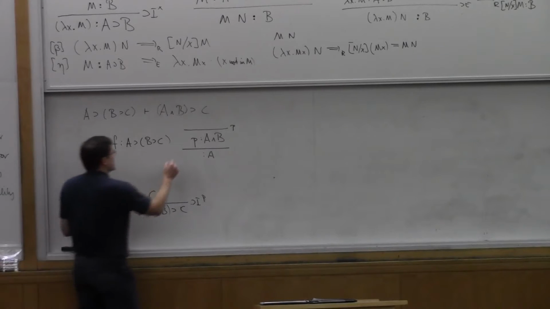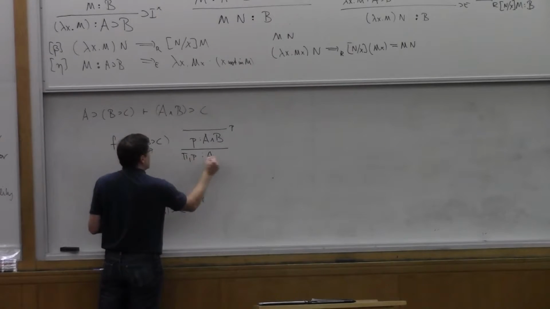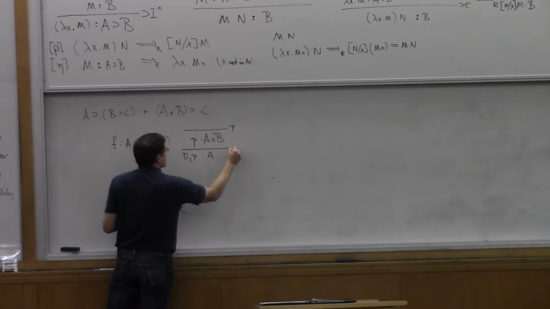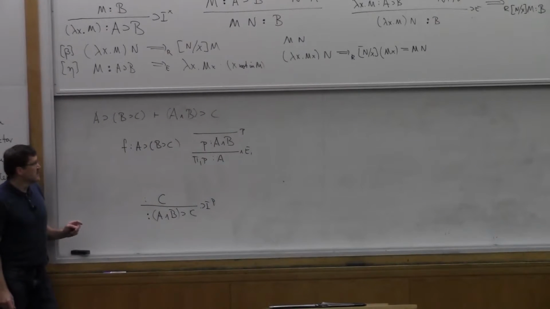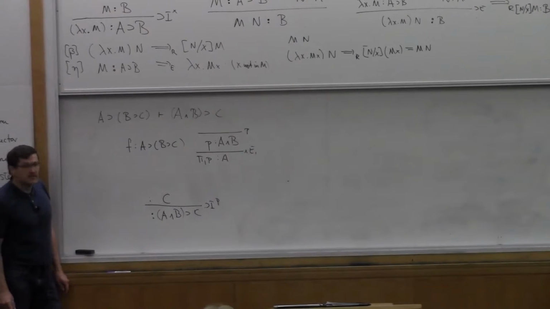And we extract the first piece. Let's call it pi 1 of P. It would be a proof of A because this is the first elimination rule. Everybody with me so far? Okay, so now what do we do?